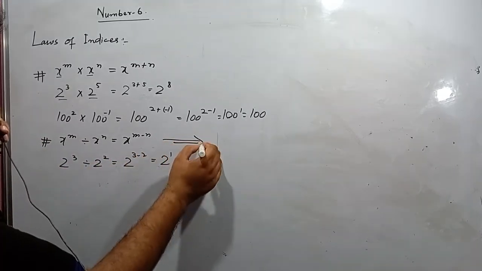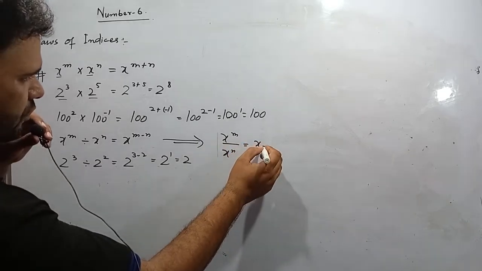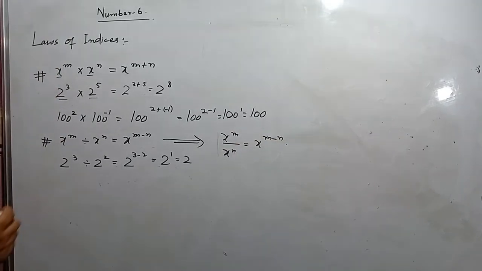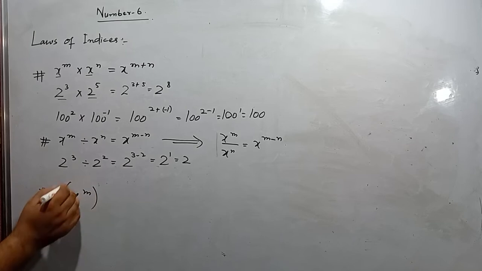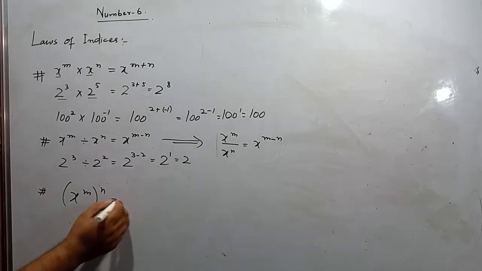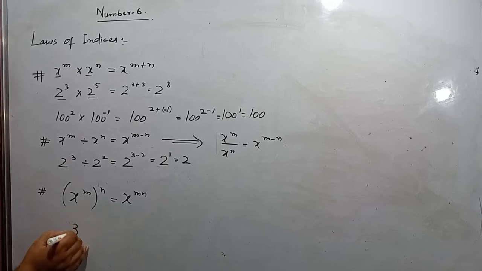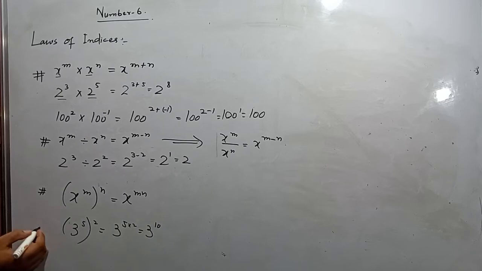And sometimes this will be like this: x to the power m divided by x to the power n, and also we can write it as x to the power m minus n. And next we have, if x to the power m whole to the power n is there, then what we should do, x to the power m into n. For example, 3 to the power 5 whole power 2. What does it mean? It means 3 to the power 5 into 2. That is 3 to the power 10. This is the answer of the question here.